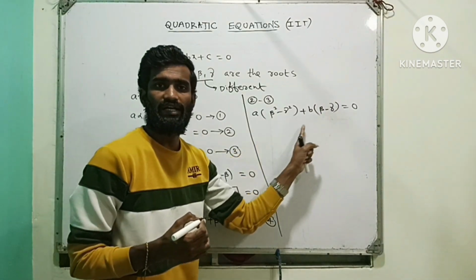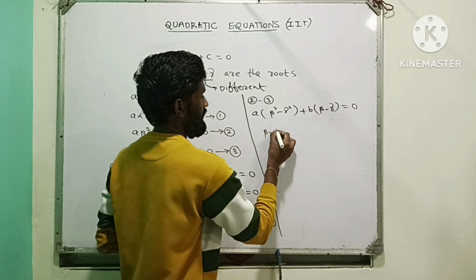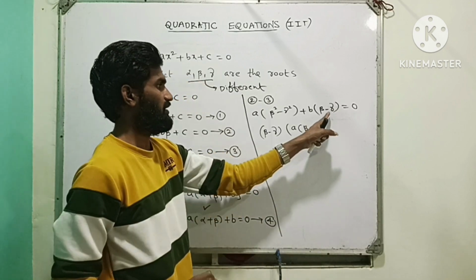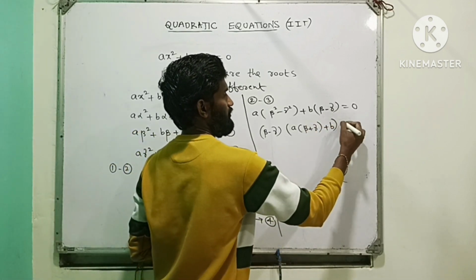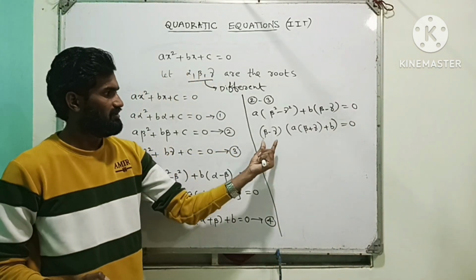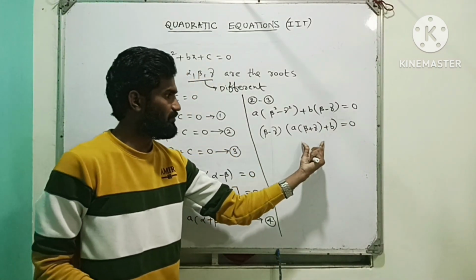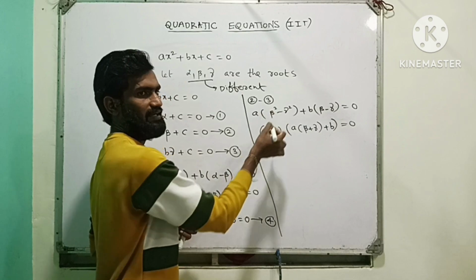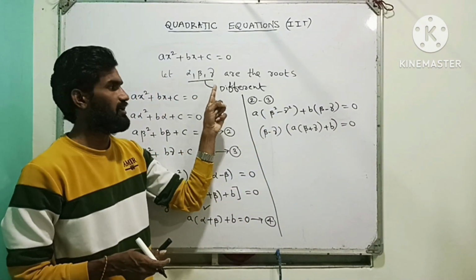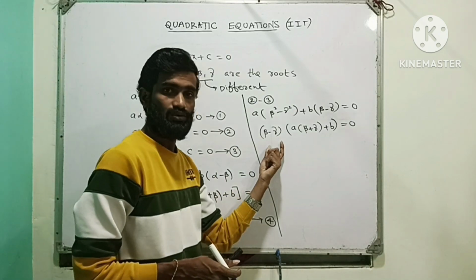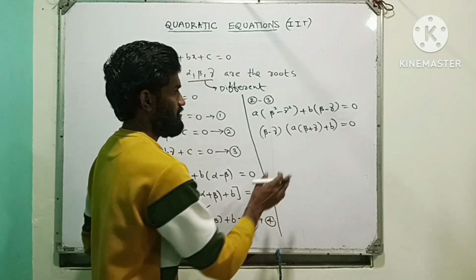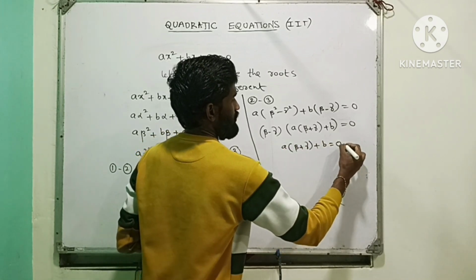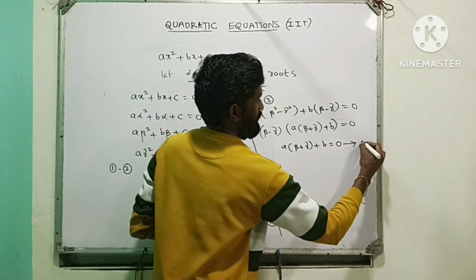Now again if I take beta minus gamma common in these two, what I will get here? a into beta plus gamma plus b, since we have already taken beta minus gamma common, which is equal to 0. Again, the product is 0, which means either this one is 0 or this one is 0. But if I take this one as 0, I will get beta equal to gamma. But here beta and gamma are different, so we don't take this one as 0. We have to consider only this one equal to 0, which means a into beta plus gamma plus b, which is equal to 0. This is equation number 5.